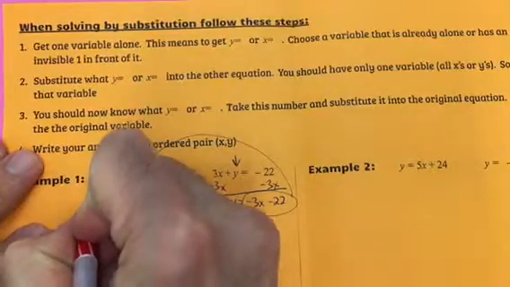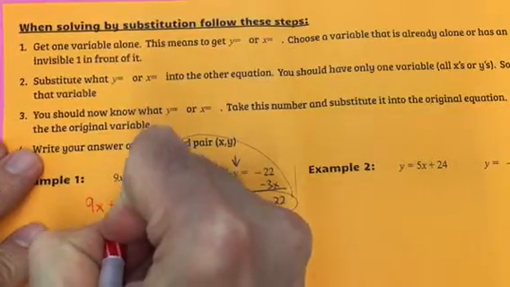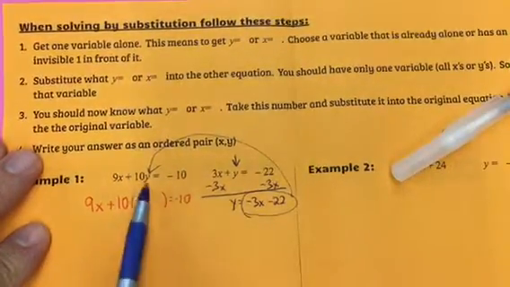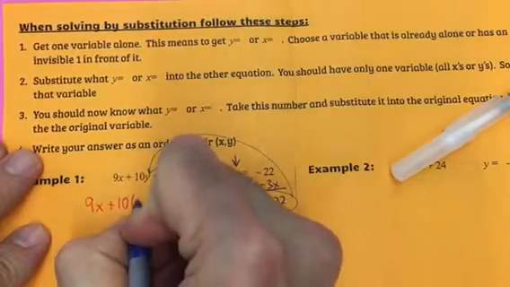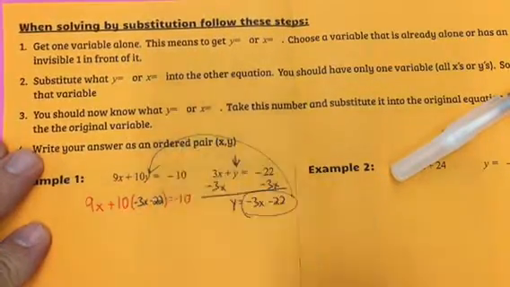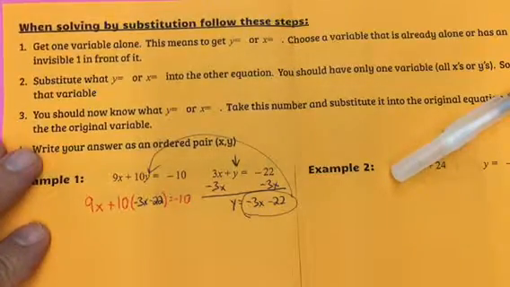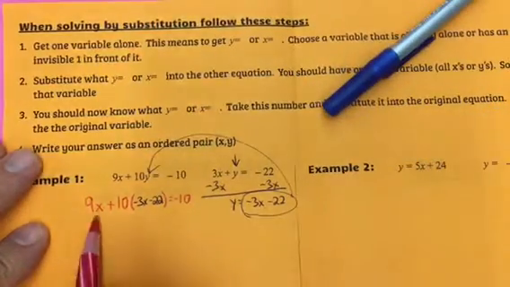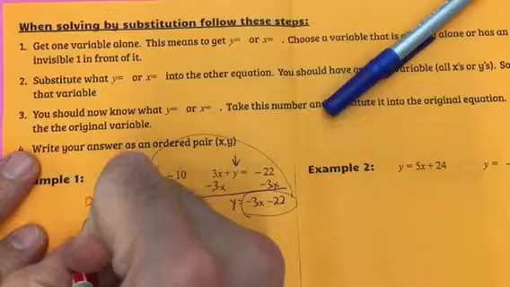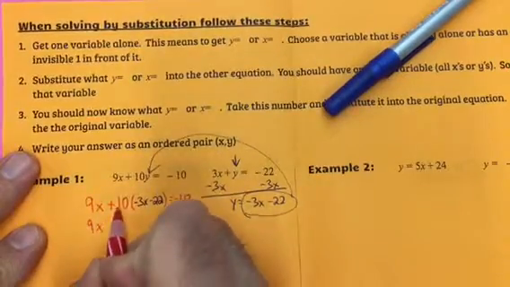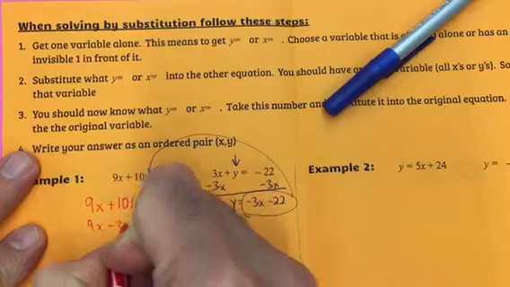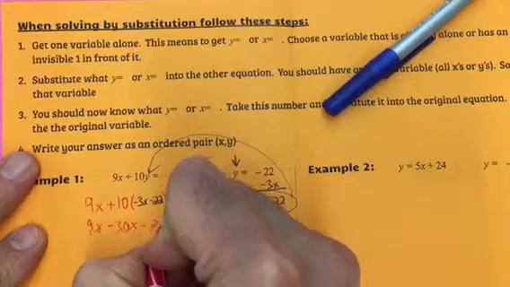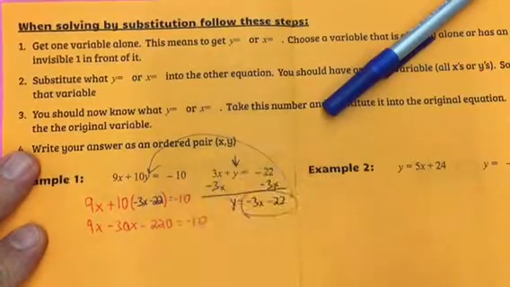Here's what it looks like. 9x plus 10, instead of y, I'm going to write negative 3x minus 22. This stuff went here in place of that. I substituted. Okay, now I can solve. 9x, well, that's 9x. 10 times negative 3, negative 30x. 10 times negative 22, negative 220 equals negative 10.